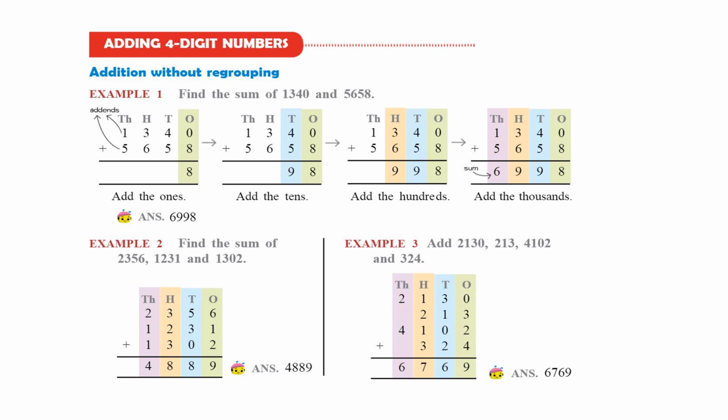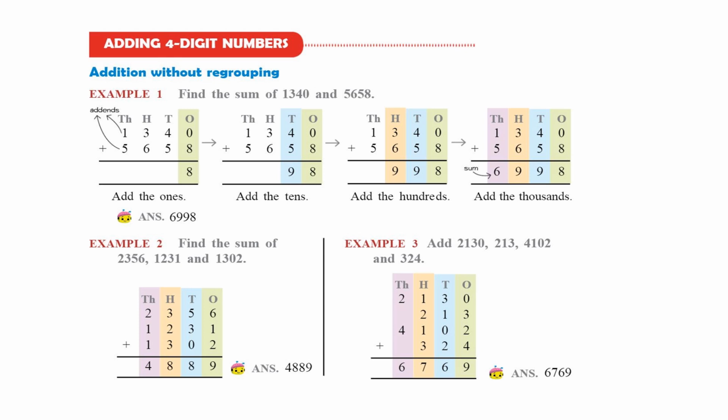So right now, look at the ones place. There are 3 numbers, right? How to add 3 numbers? First, we will add from 2. 2 plus 1 is 3. With the answer, that is 3, we add 6. Add 6 with 3, we get 9. So write 9 in ones place.